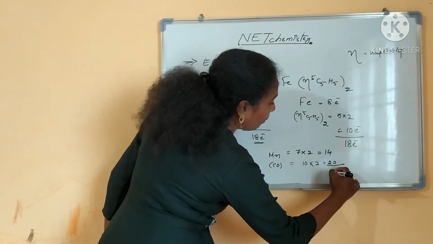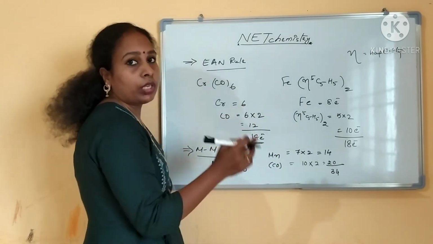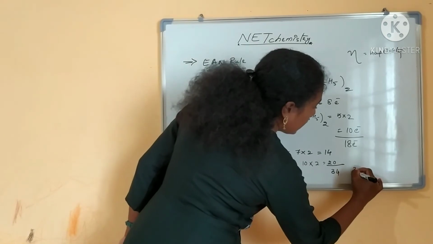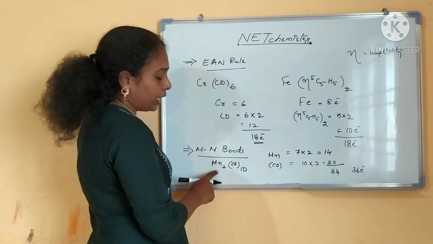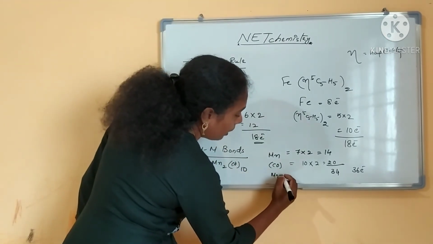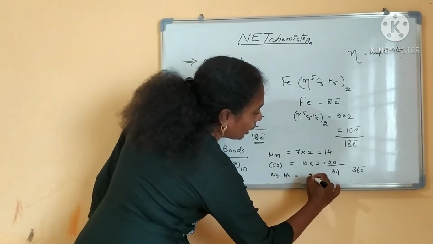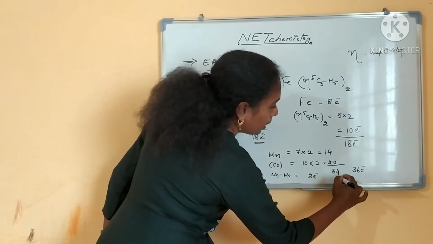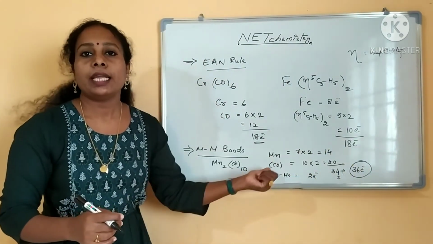20 plus 14, how many will you get? 34. 34 is not a multiple of 18. So what is the nearest multiple of 18? 36, right? 36 electrons should be there, then only it will obey the 18 electron rule. Here 2 manganese are there, so one metal bond will donate 2 electrons. If you add 2 to 34, you get 36 electrons, and then it obeys the 18 electron rule.